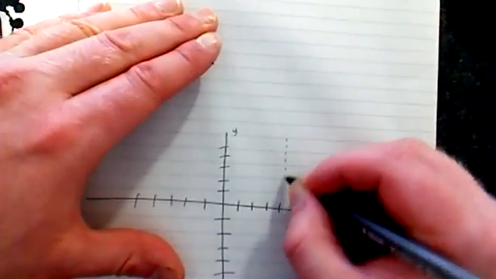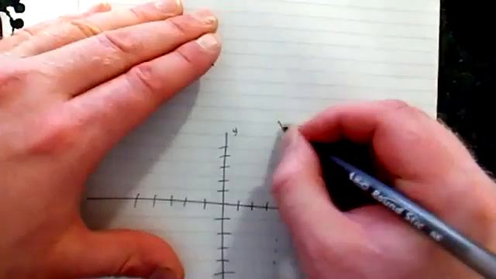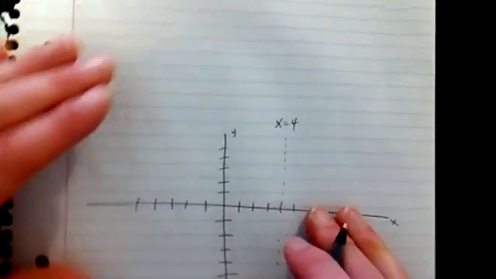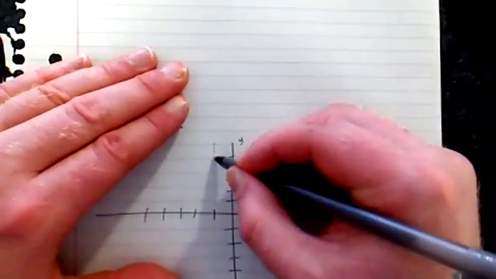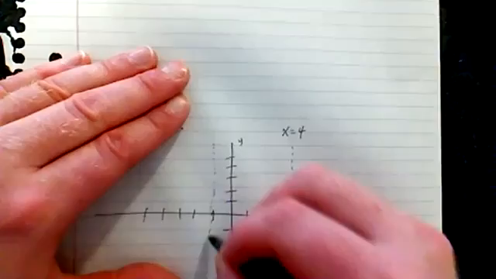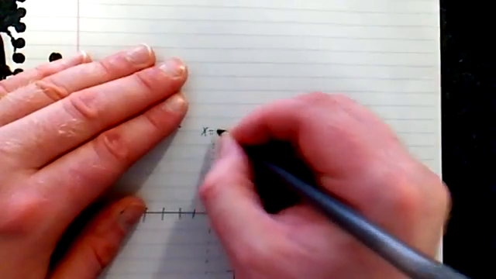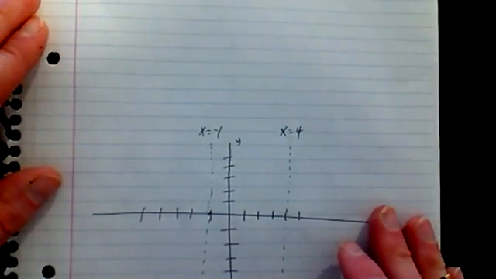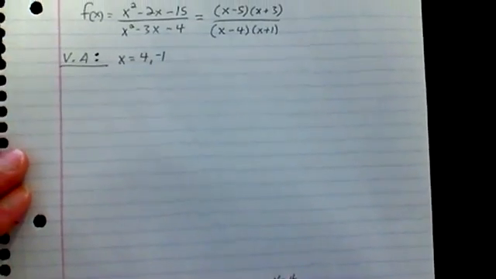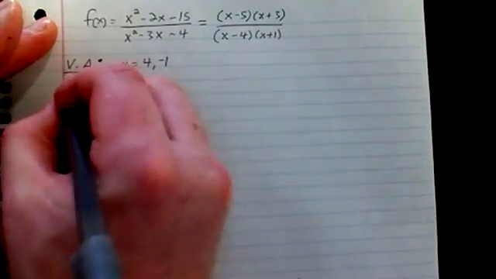So here's x equal to 4. We absolutely cannot cross that. And x equal to negative 1. We absolutely cannot cross that. Okay, now that's fine. That's our vertical asymptote. It's usually one of the easier ones.